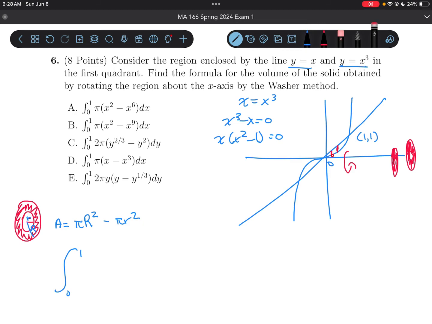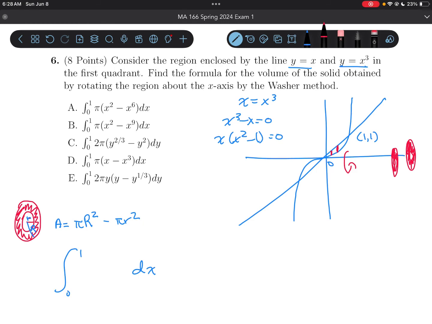We are changing the length of this strip along the x-axis. So our integrand is going to be dx, because the quantity we're changing here is x. Our radius values are going to be relying on x, basically.